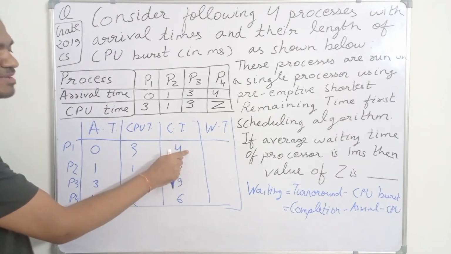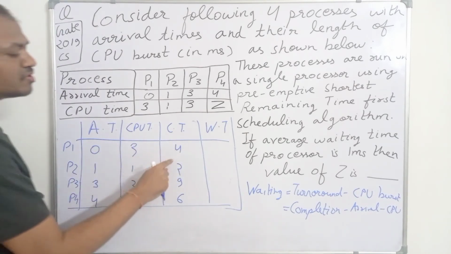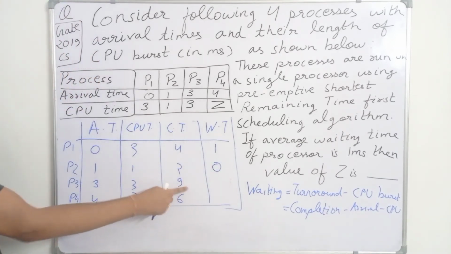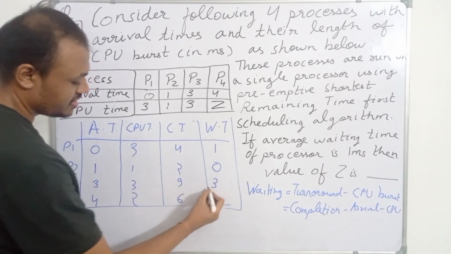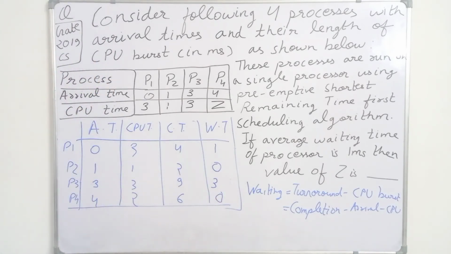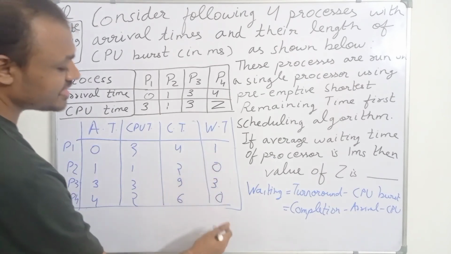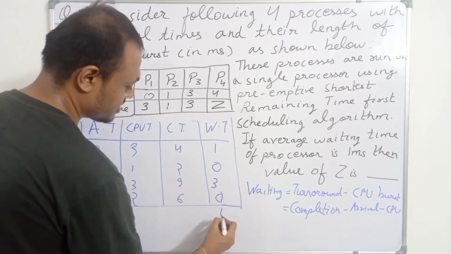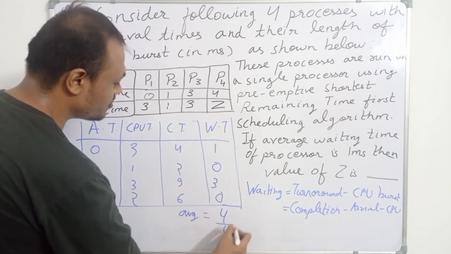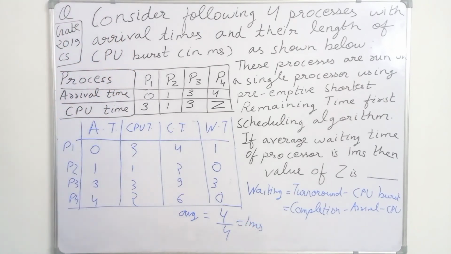For P1, completion time 4 minus arrival 0 minus CPU 3, so 1. For P2, 2 minus 1 minus 1, so 0. For P3, 9 minus 3 minus 3, so 3. For P4, 6 minus 4 minus 2, so 0. So the waiting times for the 4 processes are 1, 0, 3, 0, and the total waiting time is 4. The average will be 4 upon 4 because there are 4 processes, so 1 millisecond. And this matches what was given to us, that the average waiting time is 1 millisecond.